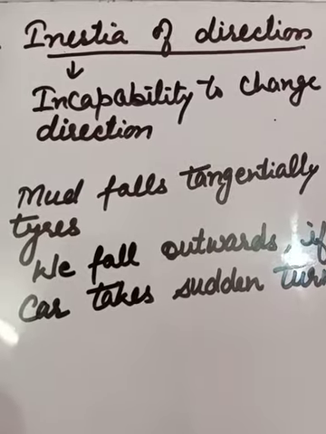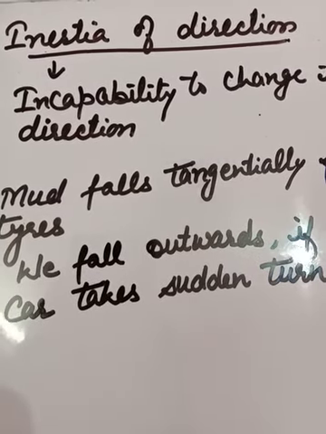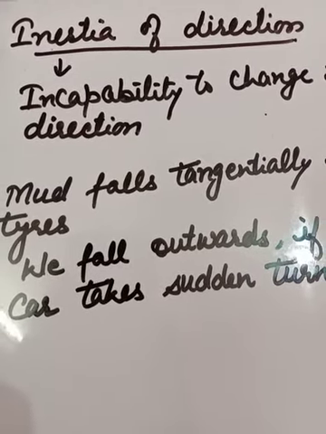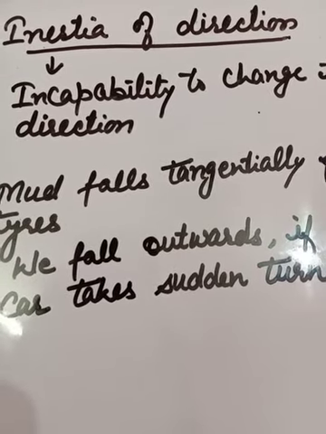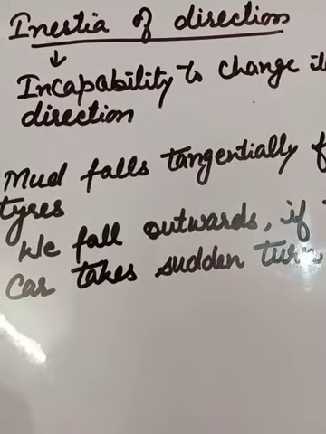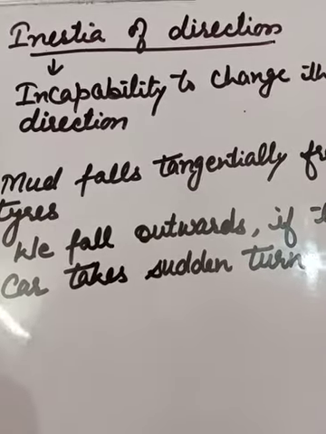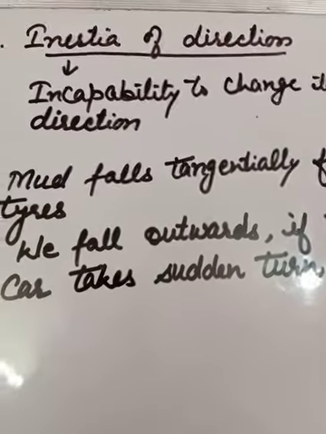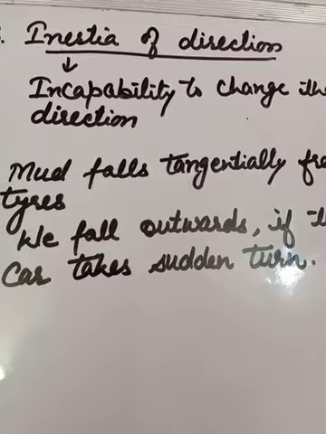So dear children, the third one is inertia of direction. It means the incapability to change direction. That is, the object is incapable of changing its direction by itself. And here are some of the examples.